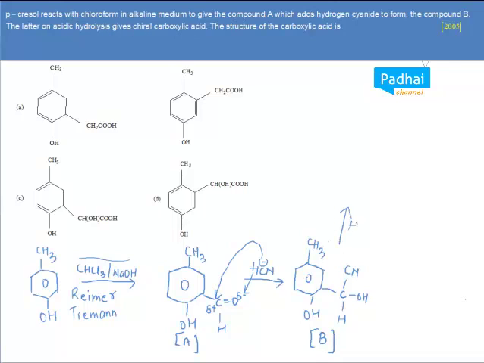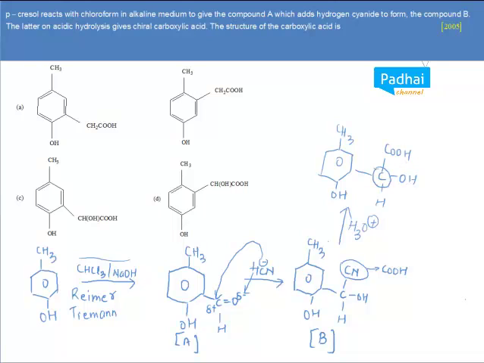We know that when we do hydrolysis, H3O plus is added. What happens is that CN gets converted to COOH. So that means the kind of compound that we get is OH, CH3, CHOH and COOH, right?